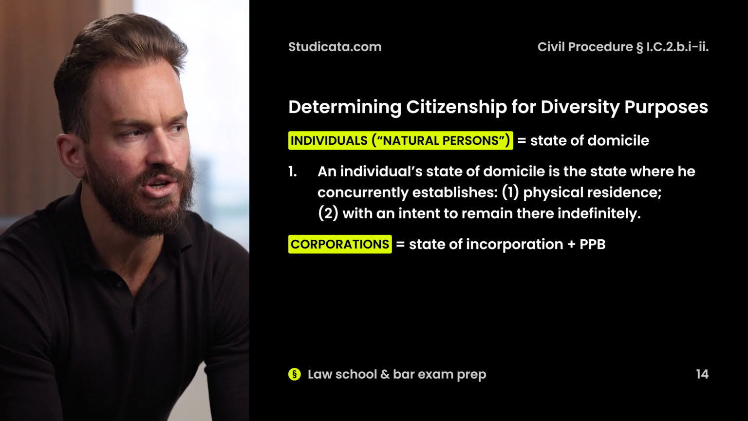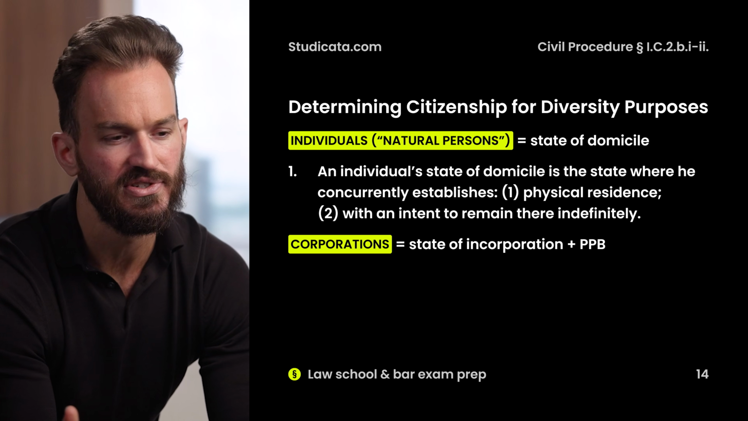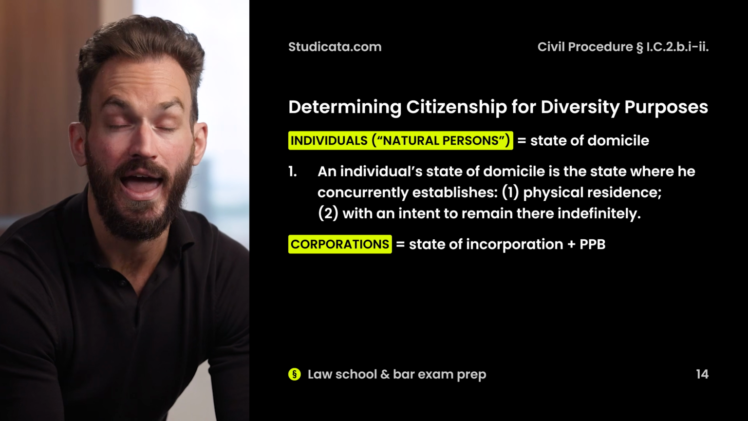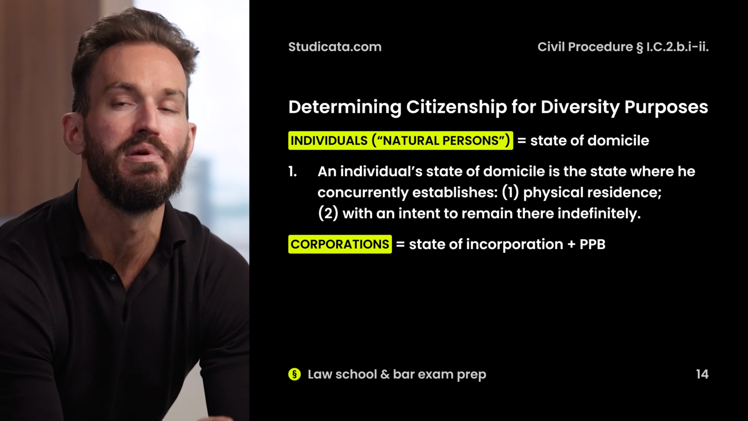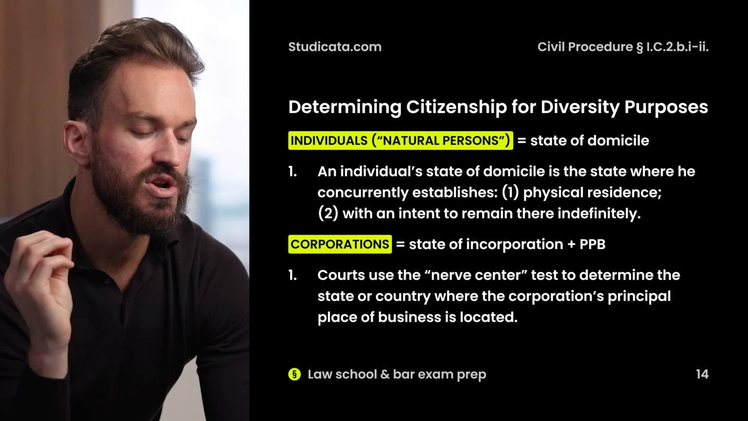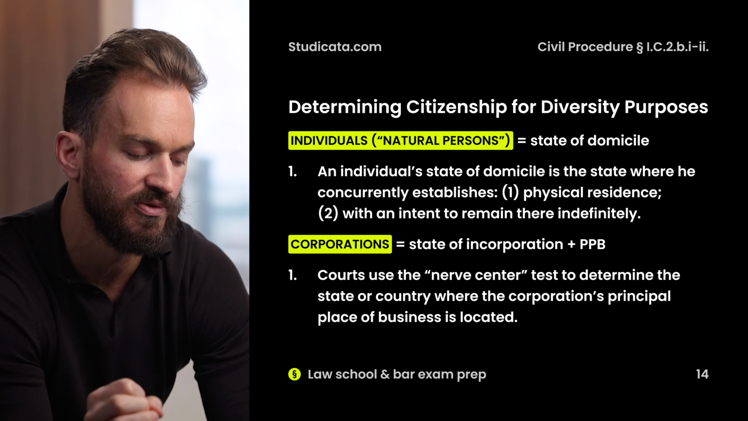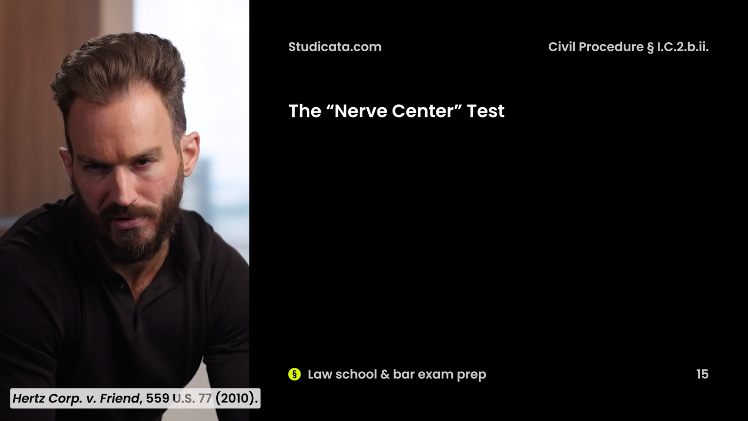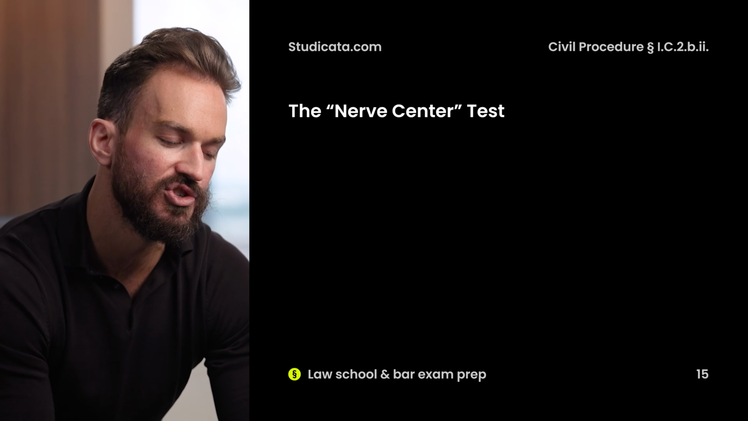Often we see corporations incorporate in the state of Delaware because there's perceived benefits to being incorporated in the state of Delaware, and they might have their principal place of business somewhere else. And we'll talk about what the principal place of business is. Courts use the nerve center test to determine the state or country where the corporation's principal place of business is located. What is the nerve center test? This comes from Hertz Corp v. Friend, a very famous civil procedure Supreme Court decision.